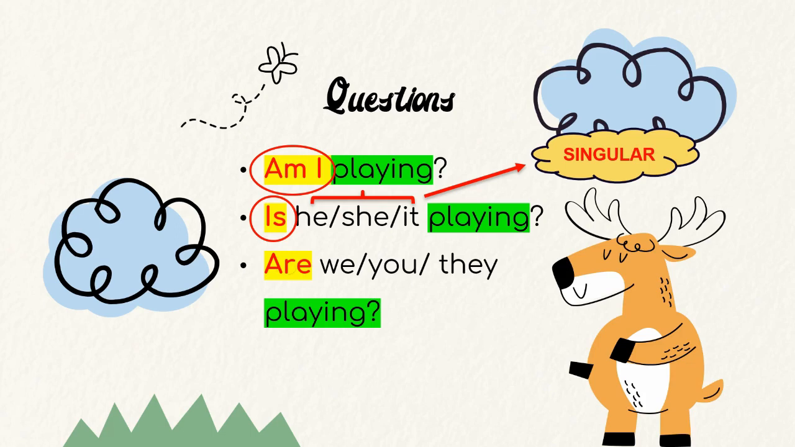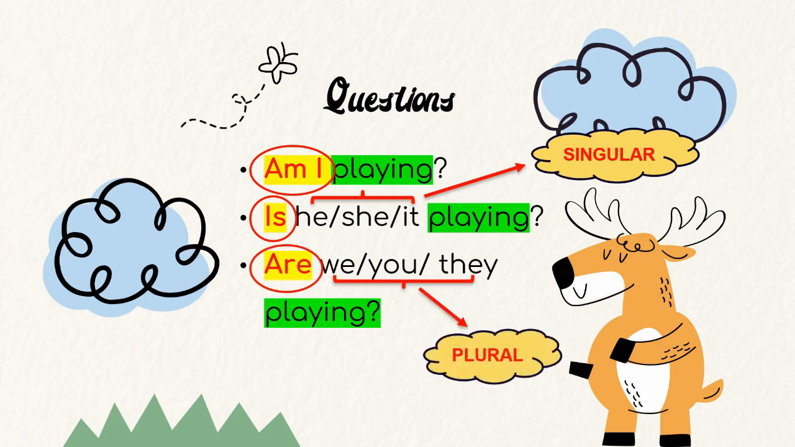If it's talking about are, are means we, you, they, which is plural. So are you playing today? Are you playing tonight? Are we going to the party this Saturday? So are means we are talking about more than one. If we are talking about plural, then we use are.